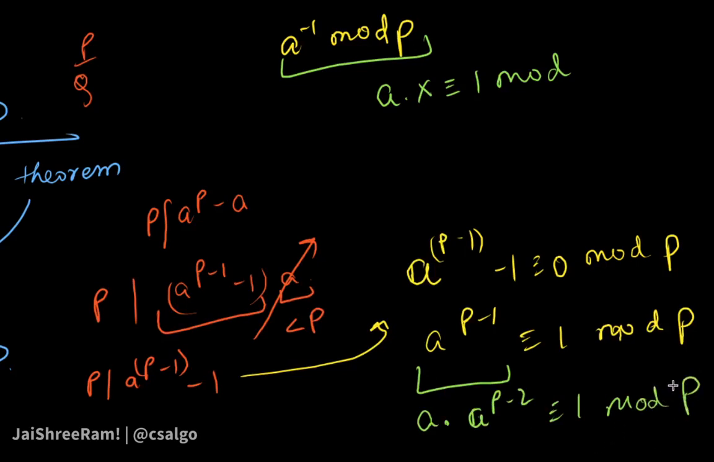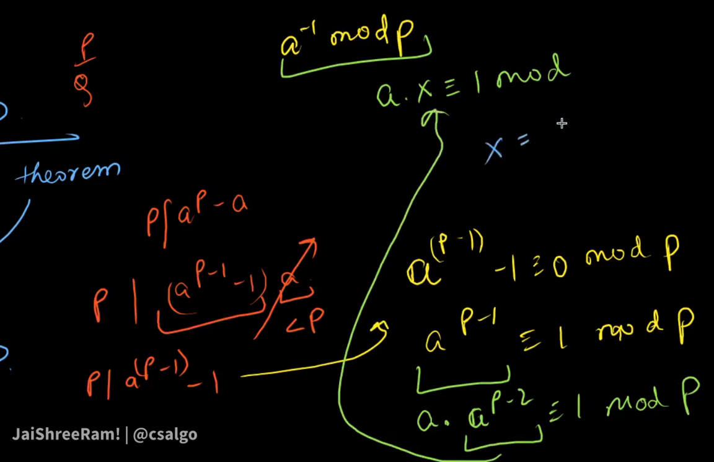So for any prime, this part is a potential value of X, right? This is a potential value of X. So we can say that X equal to a to the power P minus 2 satisfies this expression. So in fact we will use this value a to the power P minus 2 mod P as the inverse of A.